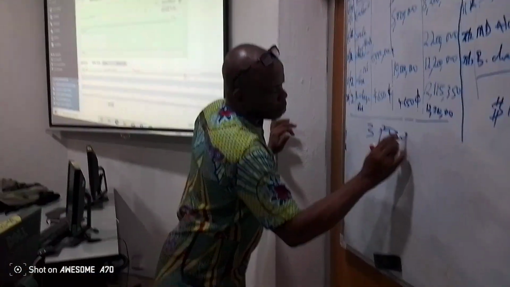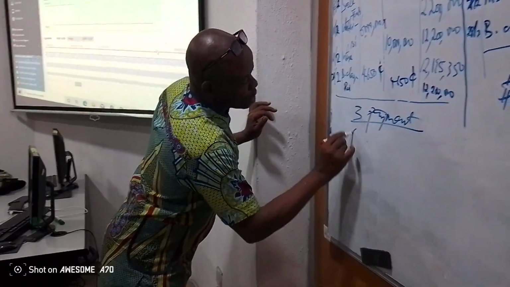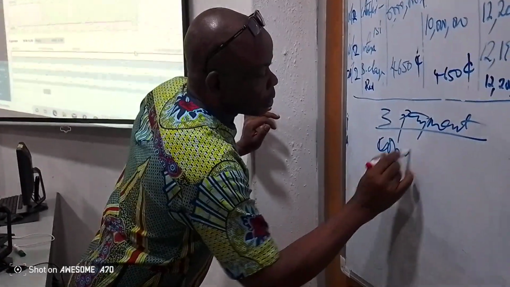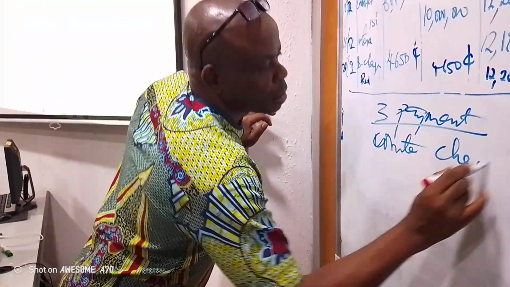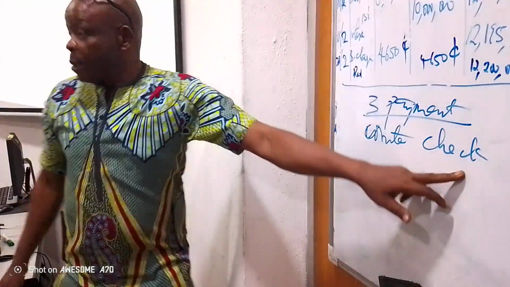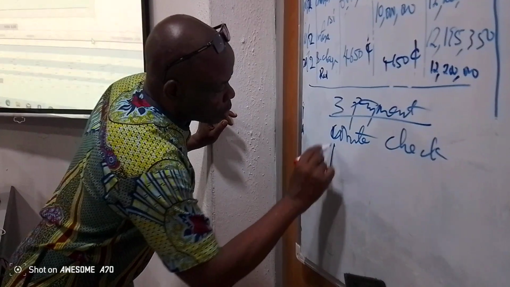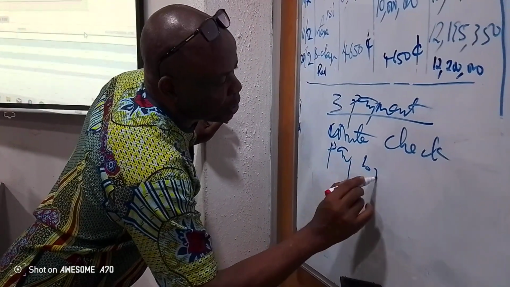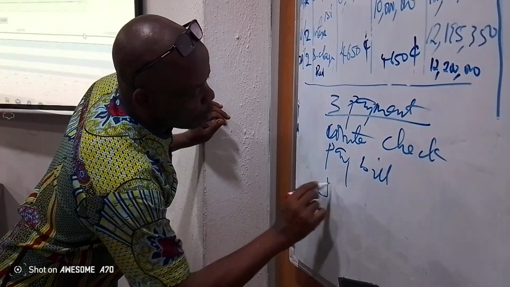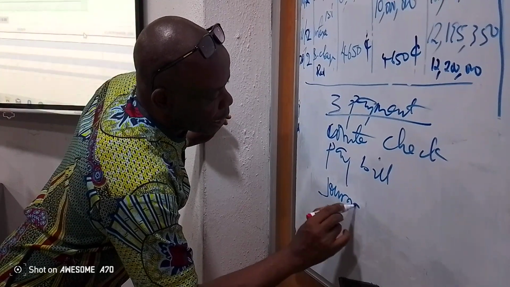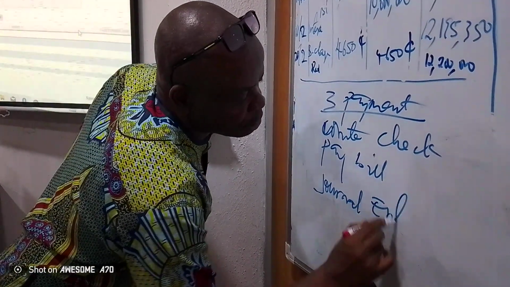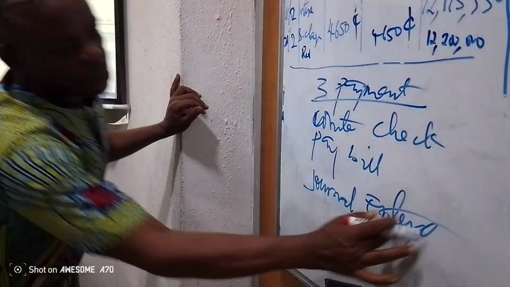In QuickBooks, the first one is what? Write check. The check is in that of what? American, not British. Then the second one is what? Pay bill. And then the other one, make journal entry. These are the three steps you use in doing this.